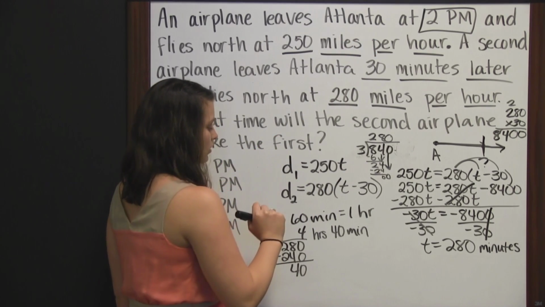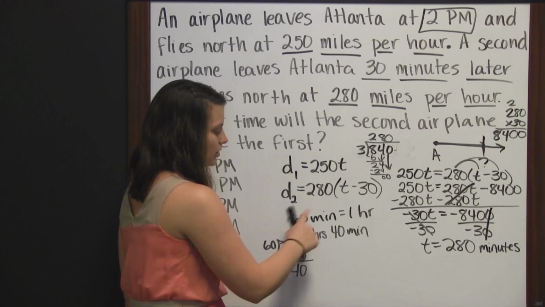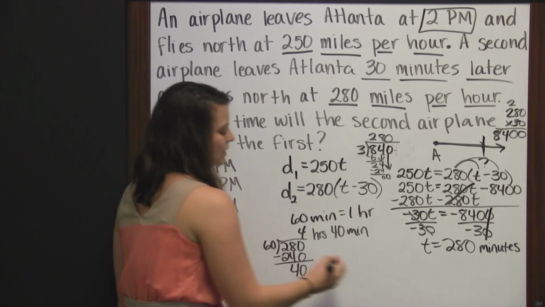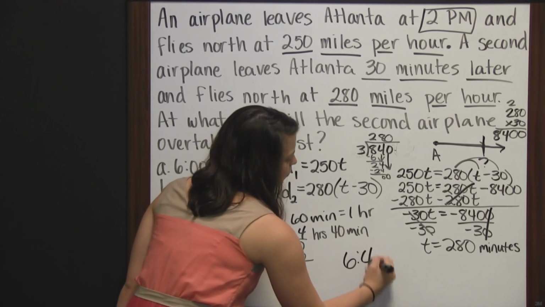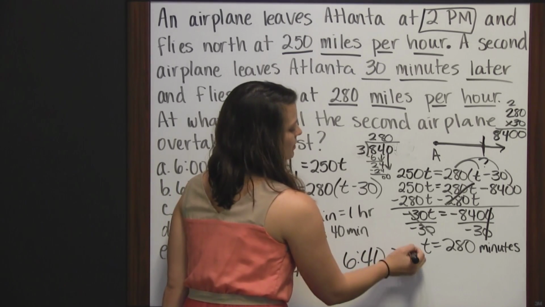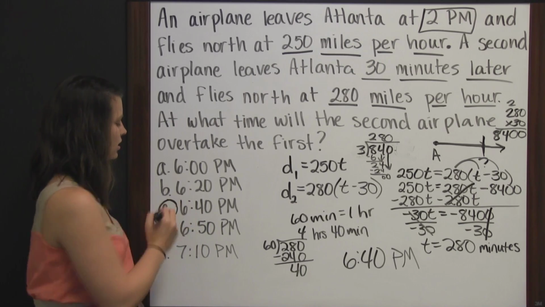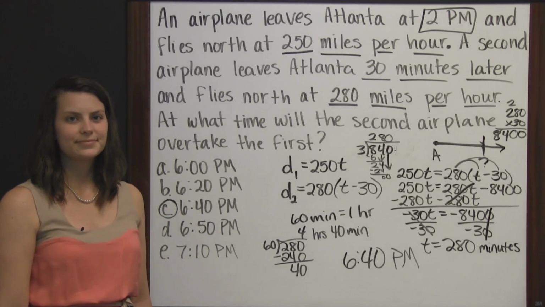So 2 plus 4 hours is 6 and 40 minutes. So 6:40 p.m. is when that second plane overtook the first. Answer C.